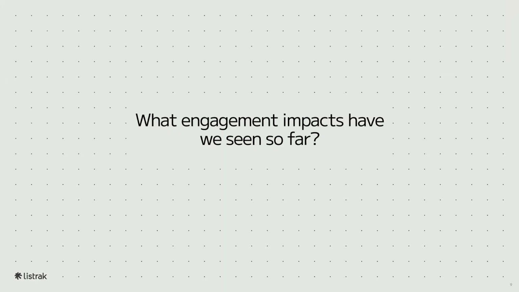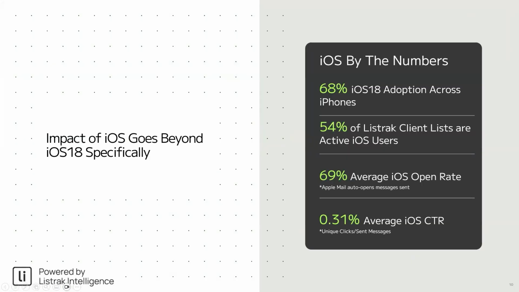So how are these changes playing out in market from a program performance standpoint? While Apple's updates are significant, some of the broader engagement trends we're seeing go beyond just iOS 18. So far, nearly 70% of iPhone users have adopted iOS 18, and we found just over half of consumers within Listrak client lists are iOS users in total. Given that Apple Mail auto opens messages, the average iOS open rate for email is about 70%, and the average iOS click-through is currently clocking in at 0.31%.